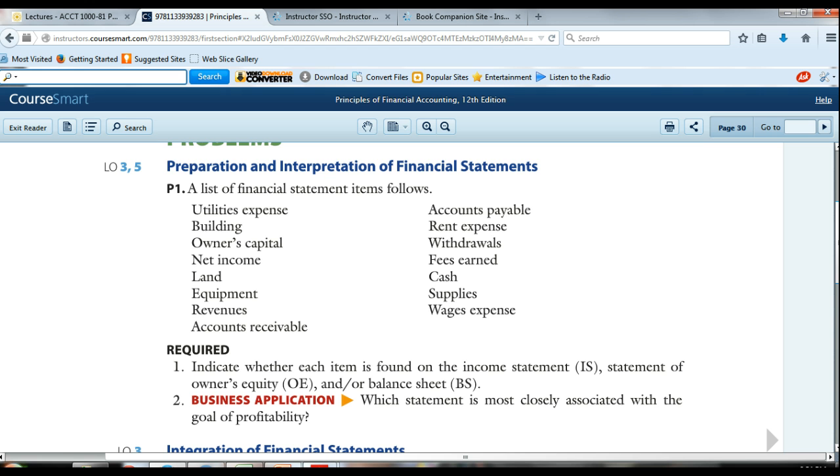So, a list of financial statement items follow. Let's talk about them and see, are we going to put them in the income statement, the statement of owner's equity, or the balance sheet? How about utilities expense? Income statement. A building? Celeste should have that one. Balance sheet. Owner's capital.